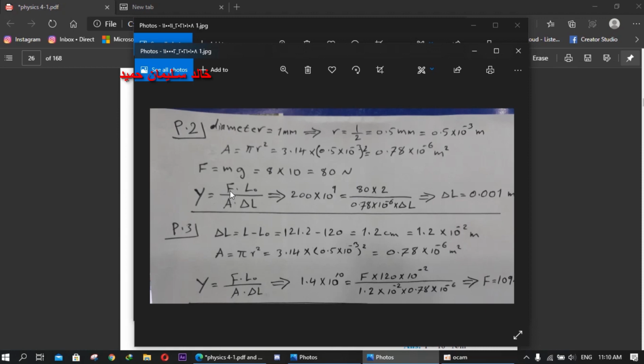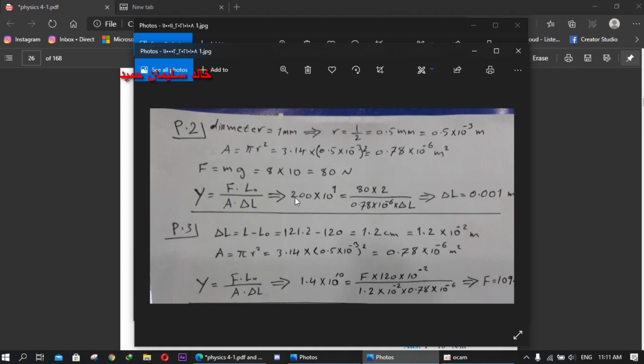We also need the force F. The force F is equal to the weight of the mass attached to the wire, and it's equal to mg according to the second law of Newton. F equals mg. m is 8 kilogram, g is 10. Now we can apply Young's equation, which is Y equals F L naught over A delta L.